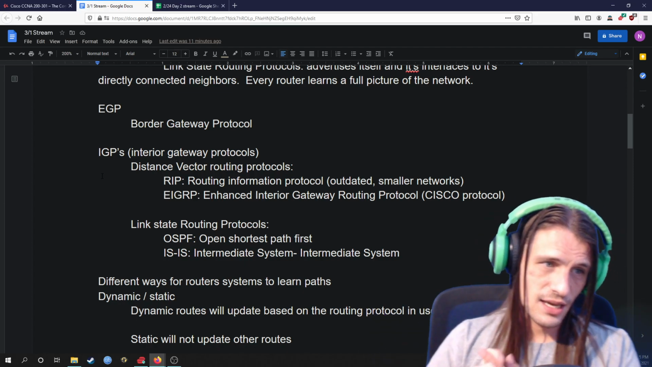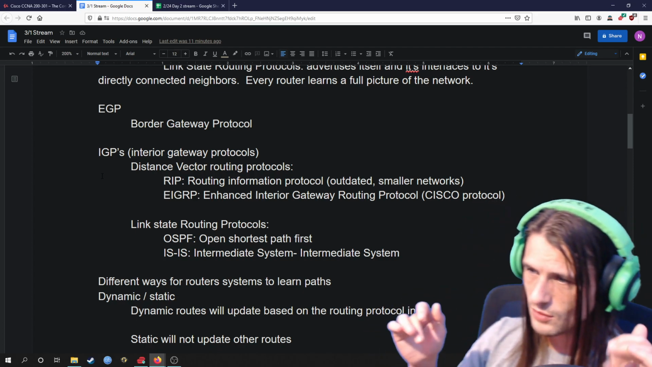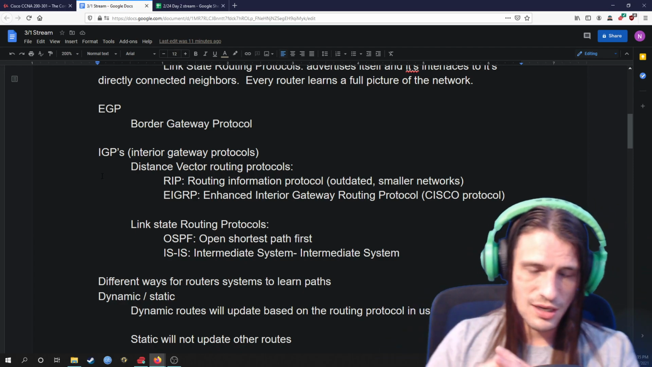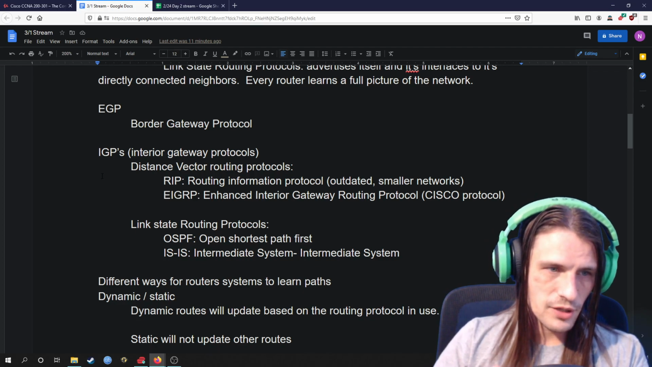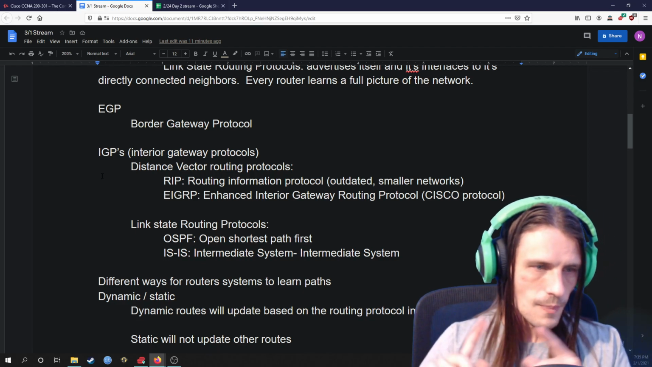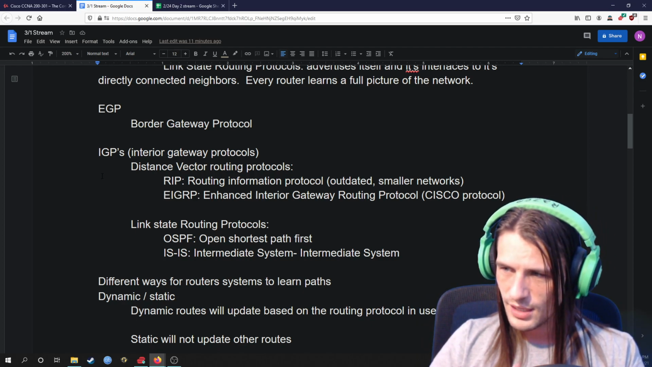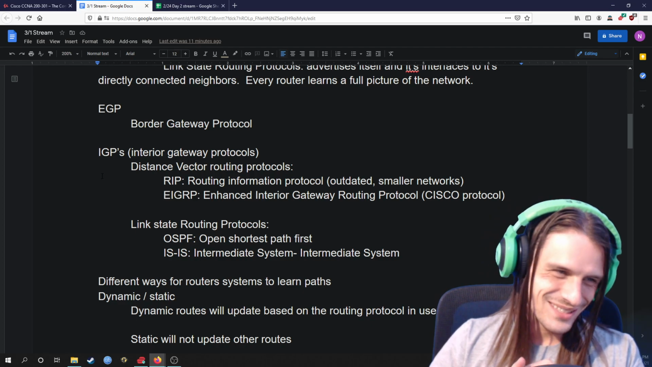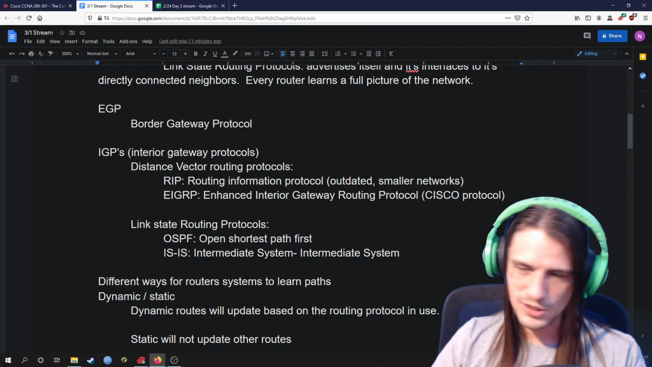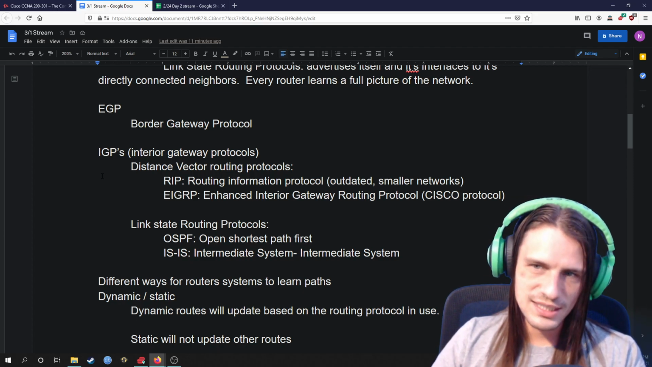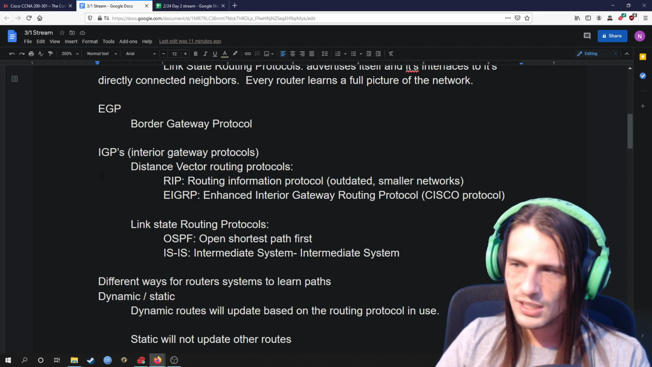Your enhanced interior gateway routing protocol is a Cisco protocol. So if you don't have all Cisco devices or devices that you can use that Cisco protocol with, you are not going to want to use this one. However, it is technically a distance vector, but it does have more to do with the bandwidth available on the line, so it is a little confusing. Then you have link state, which is, of course, open shortest path first, which is the most common, what you're more likely to see than any of the other options here.